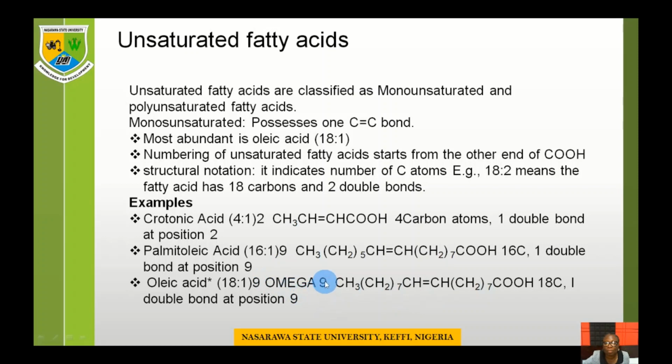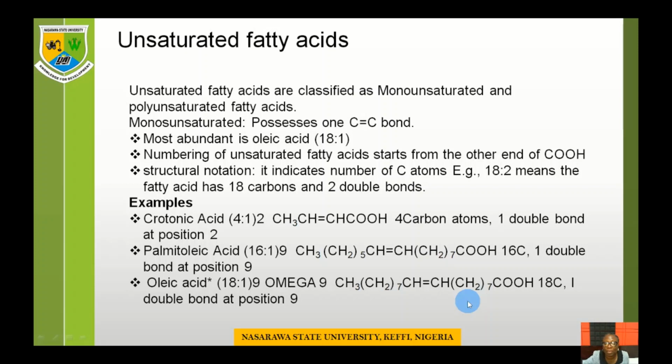Now look at this omega 9. We'll get there, but look at it, omega 9. When you are talking of omega 9, you are counting from the methyl end here, not from the carboxylic end. So if you are talking of omega 9 fatty acid, you start counting from this end. This is carbon 1 plus 7, 8 plus 1, 9. So this is an omega 9 fatty acid. At the same time, it is also 18, 1, 9. If you count from this place, it's also 9 at position 9. It will be further explained.